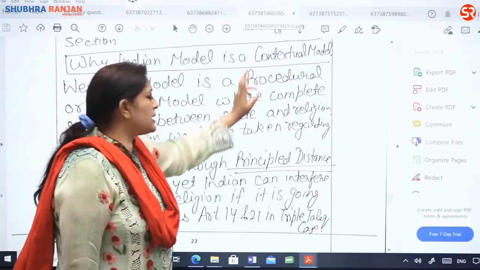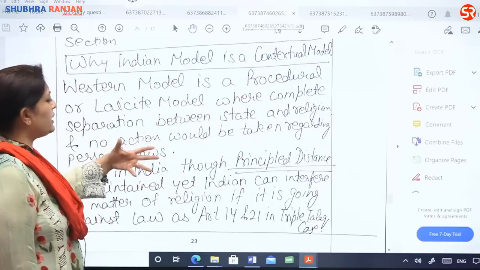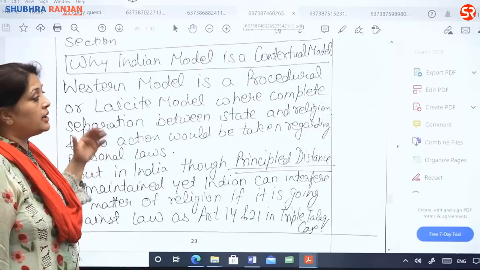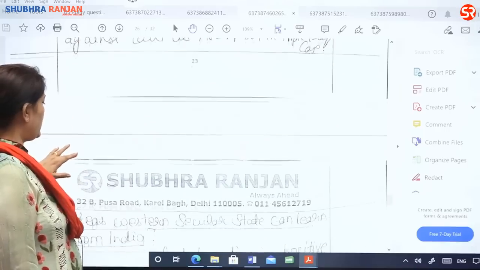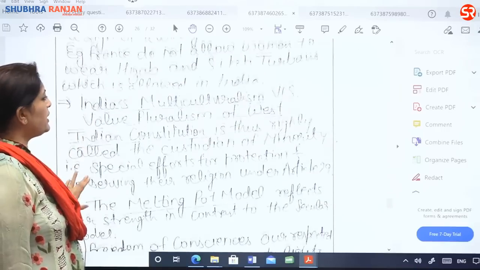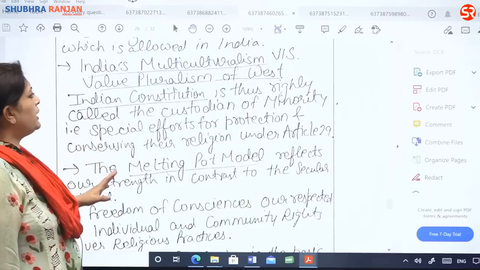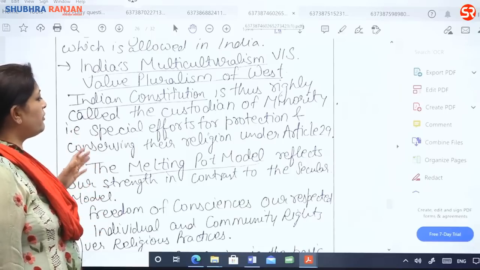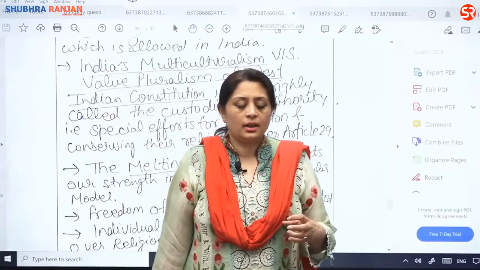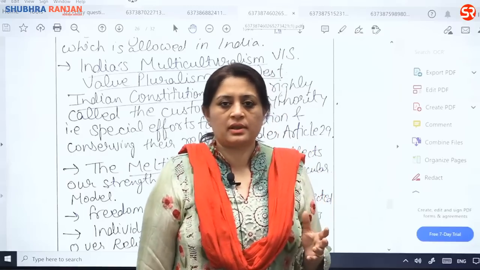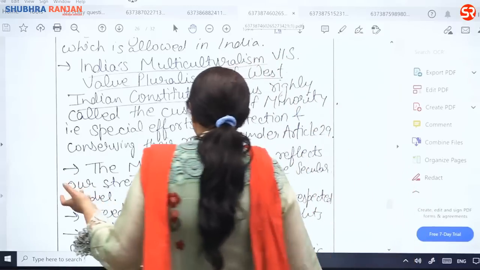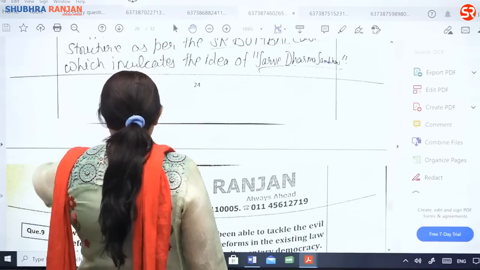Question is something else and you are writing something else. You are writing the features. You have to write why, what are the special historical context in which this model has come up. The idea of toleration is positive. India's multiculturalism value versus value pluralism of the West. See, whosoever has written, he has written exactly from the political science notes. Please don't repeat, keep it more general and adopt the approach that I have done.